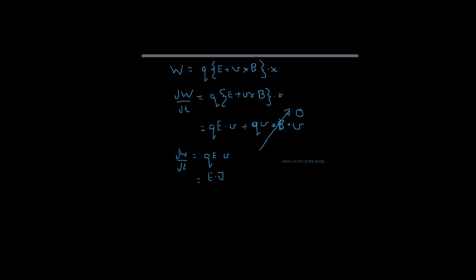Therefore, returning to our conservation of energy equation from before, we have minus du by dt is equal to div S plus E dot j. We now wish to express the current density in terms of the field vectors E and B. In order to achieve this, we use Maxwell's fourth equation, which states that the curl of H is equal to J, the current density, plus d by dt of D.